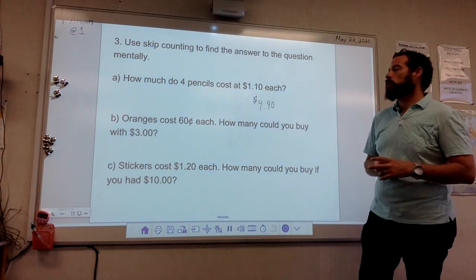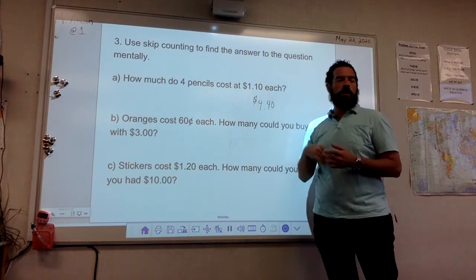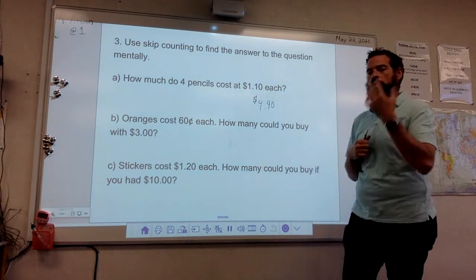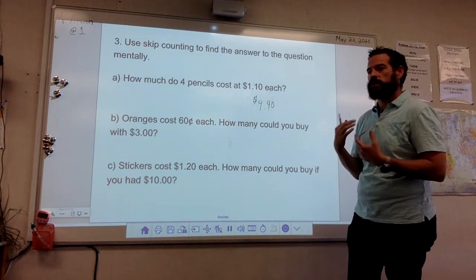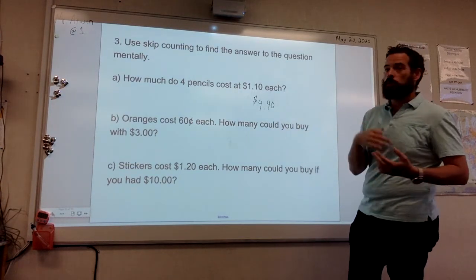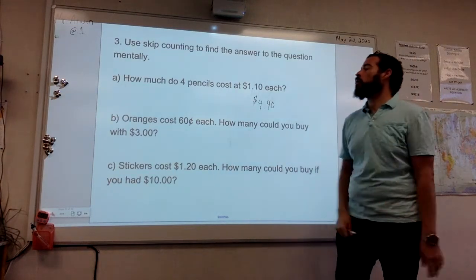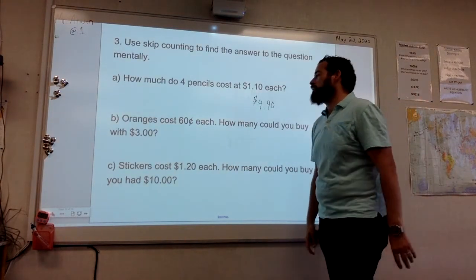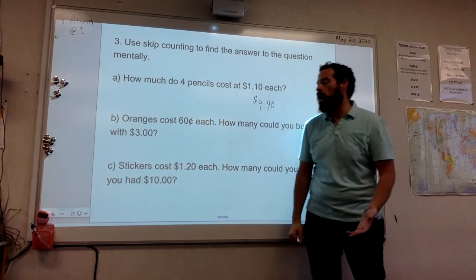Okay, for B, this might be a little bit trickier, but if you remember some of your mental math strategies and skip counting, hopefully you should be able to do this in your head as well. Oranges cost 60 cents each. How many could you buy with $3?